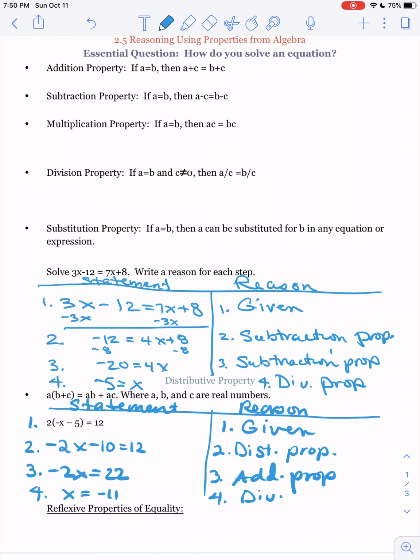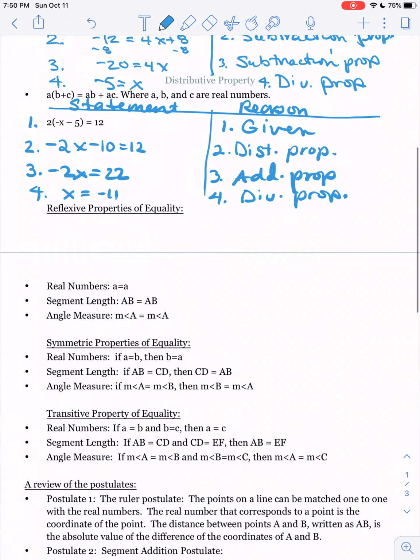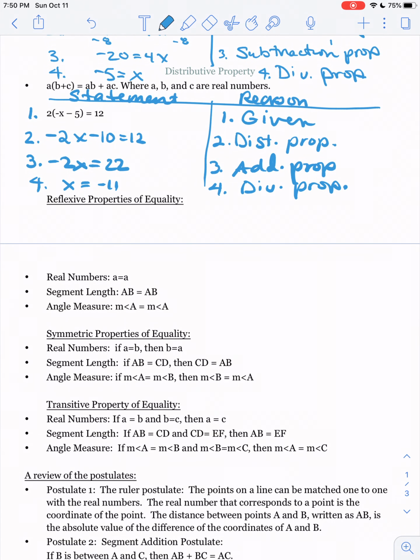So we're just getting you used to writing proofs, but we're starting with something you know really well, which is algebra, and then we're going to switch over to geometry. I want to talk about a couple properties that maybe you're not familiar with, and maybe you do know them.